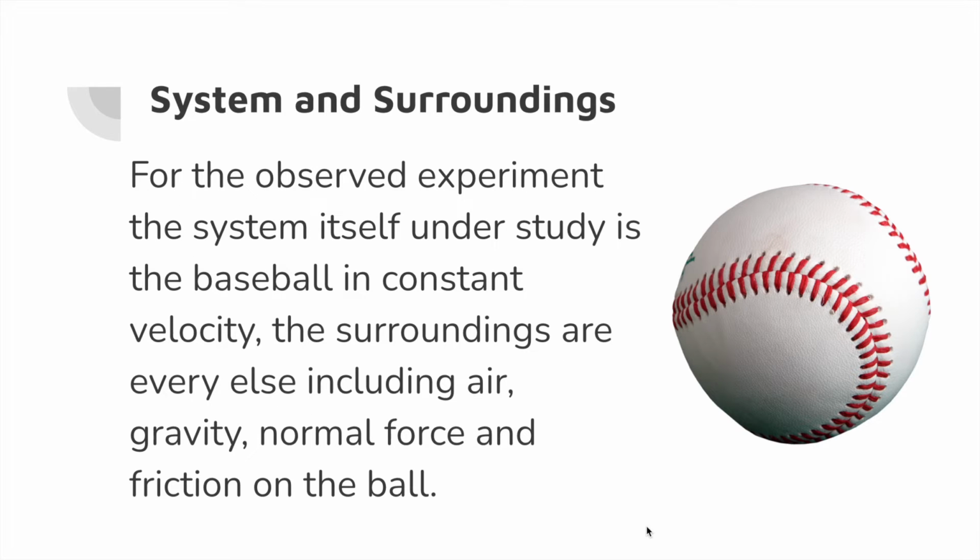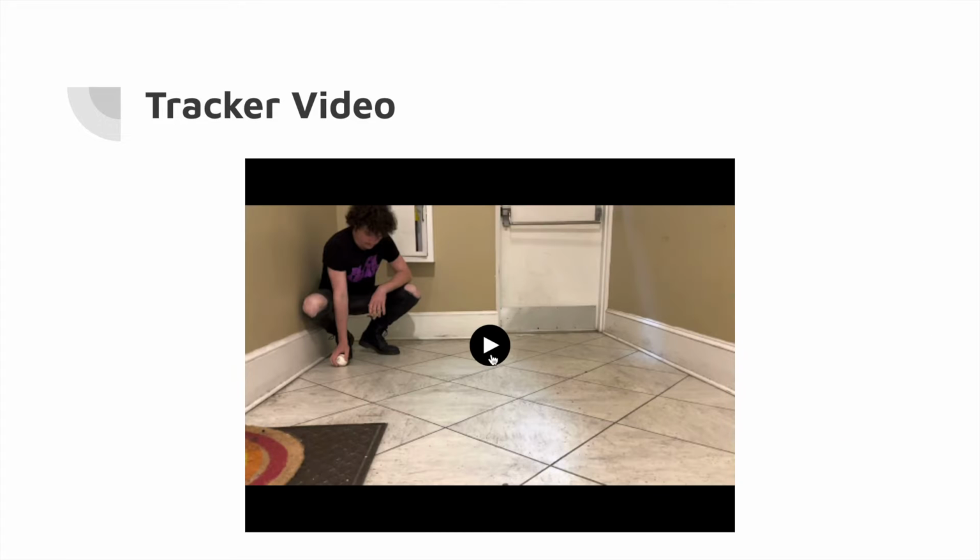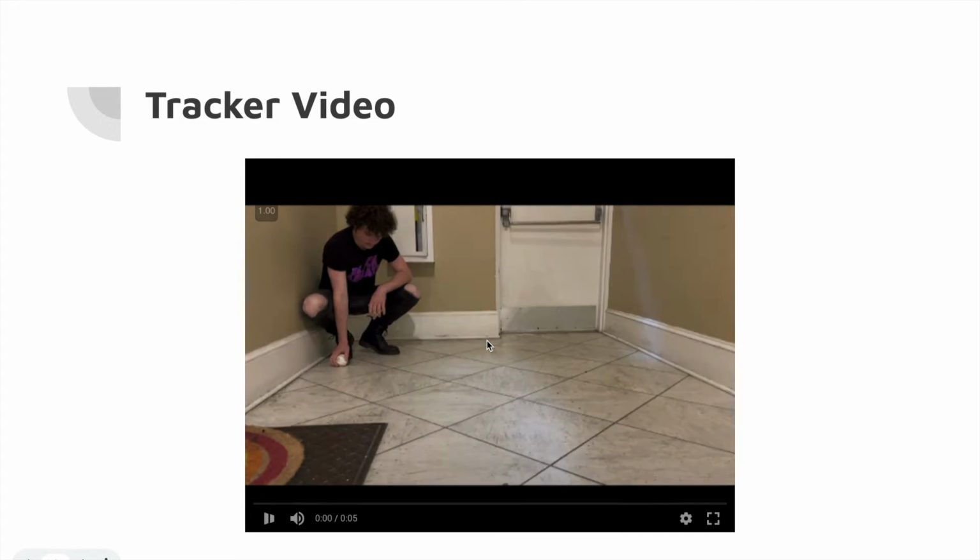Surroundings. For the observed experiment, the system itself under study is the baseball in constant velocity. The surroundings are everything else, including air, gravity, normal force, and friction on the ball. This is the Tracker video for the experiment.